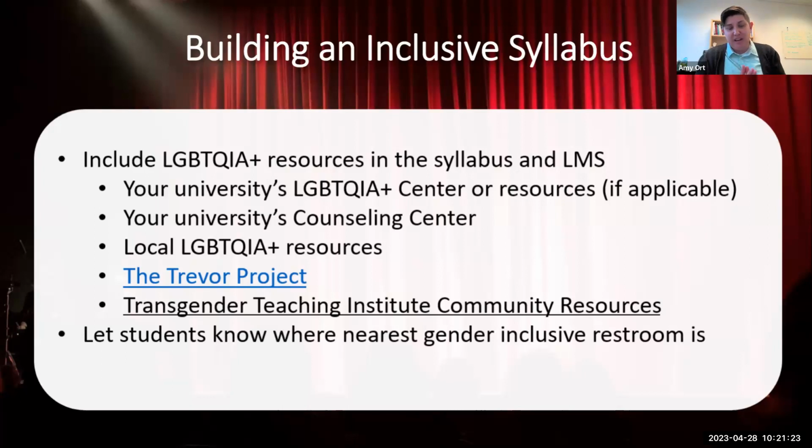And finally, if your university has gender inclusive restrooms, just taking time at the beginning of the semester to let them know where the nearest one is is particularly important. We know that around half of trans people suffer from some kind of bowel disorder because they spend so much time holding things in because they don't know where a safe restroom might be. So this is a really practical, easy thing that you can do to signal, hey, this is a thing that you are going to need because you are a human. Here is where you can do it in a safe way.